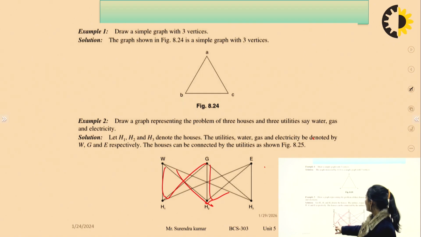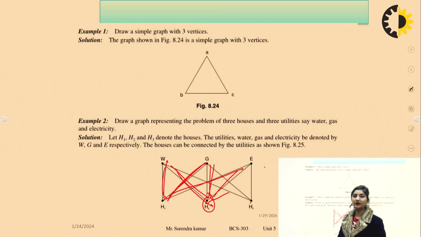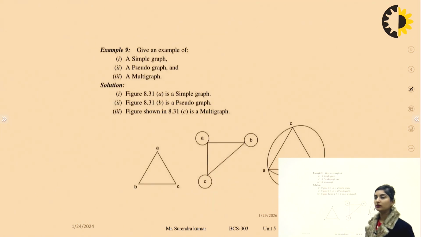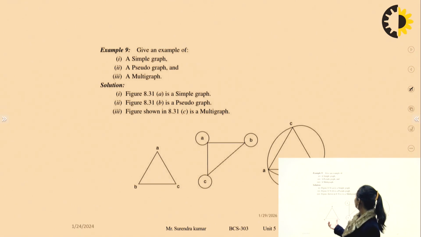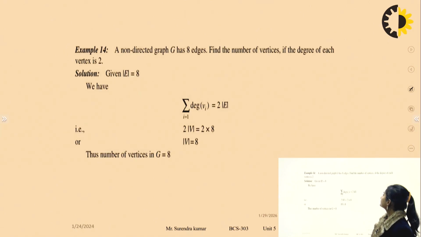So house 1 has water, gas, and electricity. Similarly house 2 has water, gas, and electricity, and the same for the third. So it finds application in real life also. You can represent your utilities in the form of a graph. Here you see an example of a simple graph, then a pseudograph, and a multigraph.